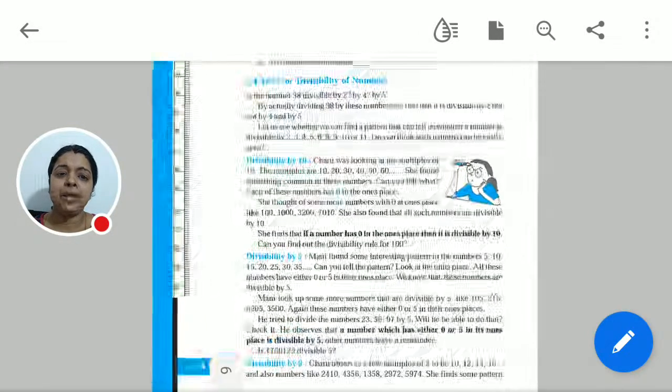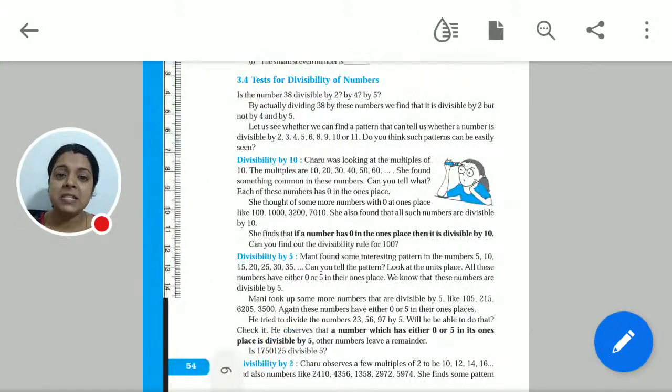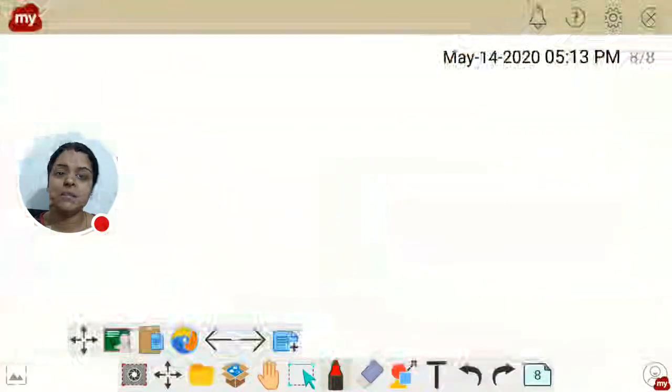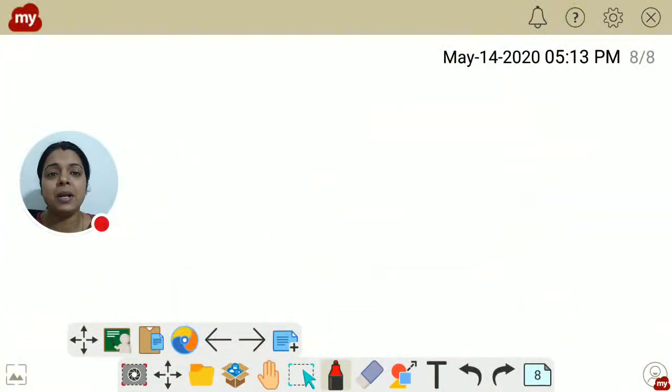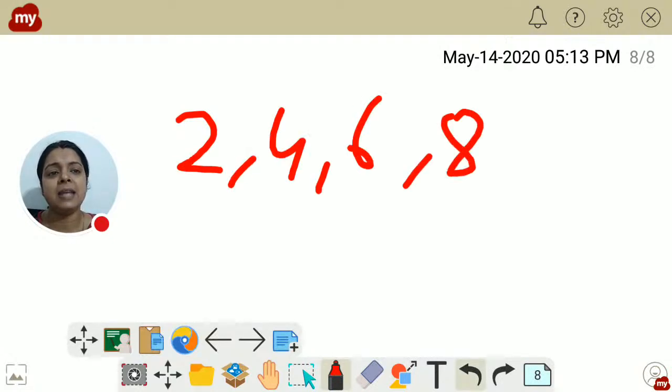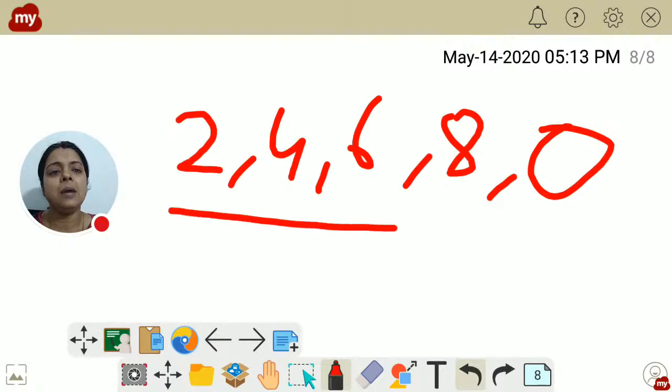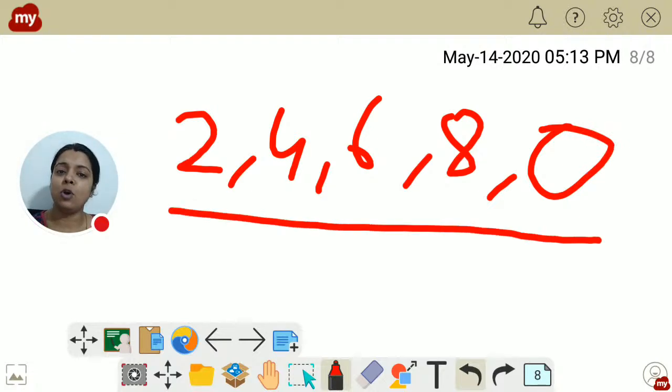Fine. Now next comes the rule for divisibility by 2. You people also know. Divisibility by 2 means it should be an even number. Any even number is always divisible by 2. Remember, all the even numbers. All the even numbers means what? Any number ending in 2, 4, 6, 8 and 0 is always divisible by 2, right?